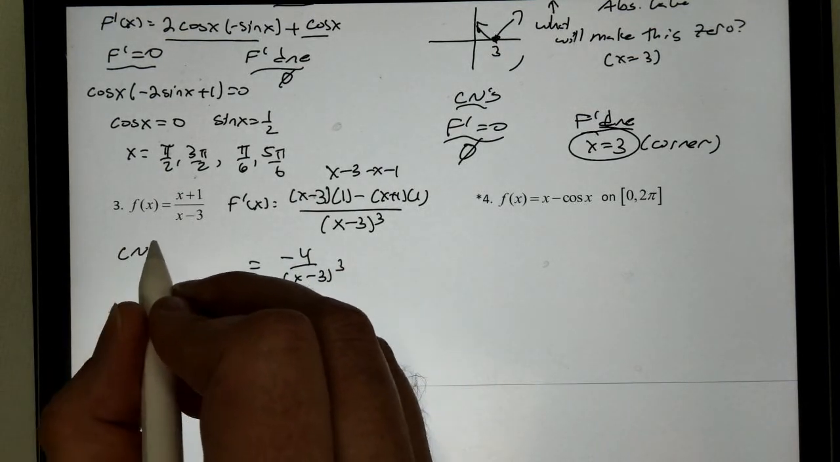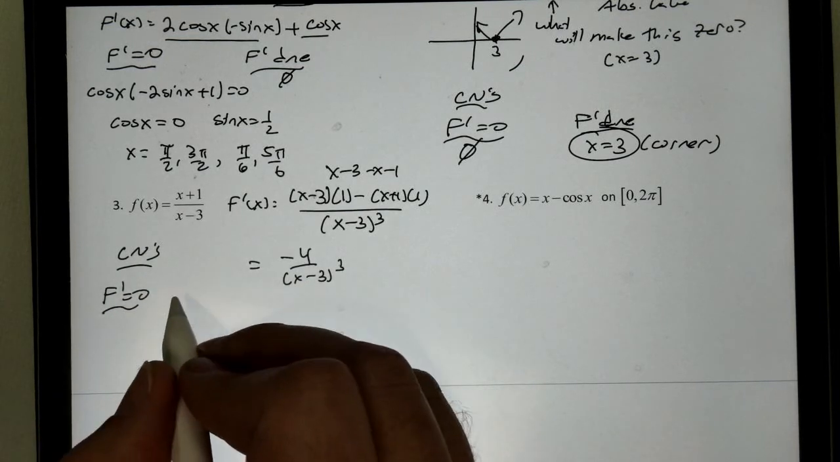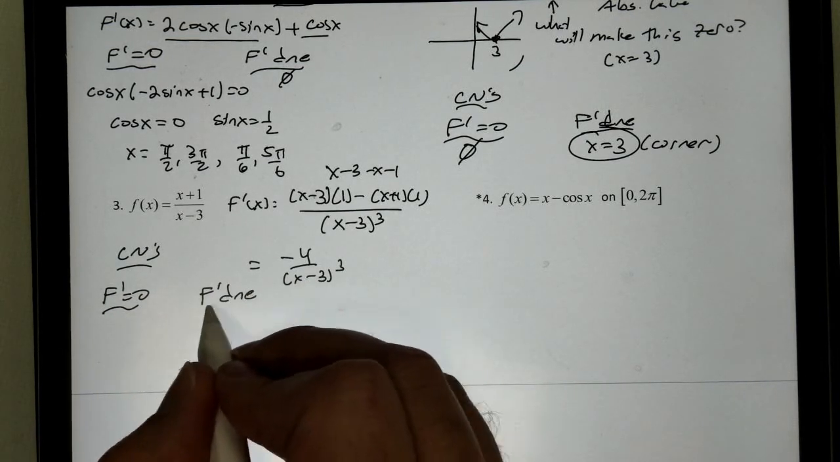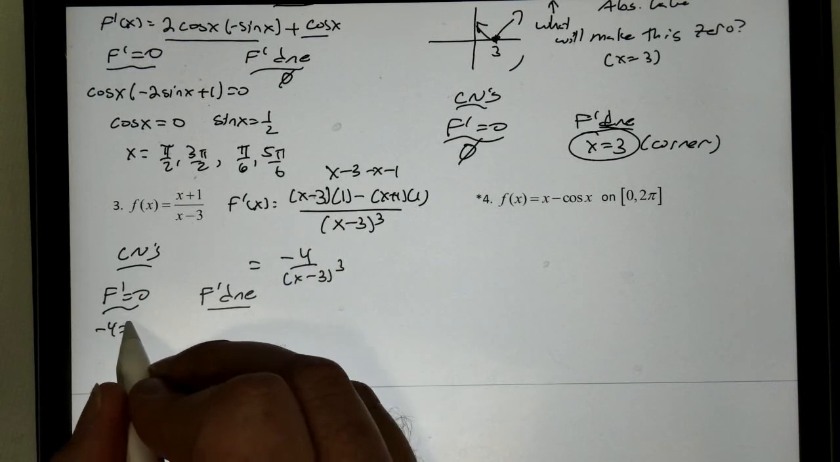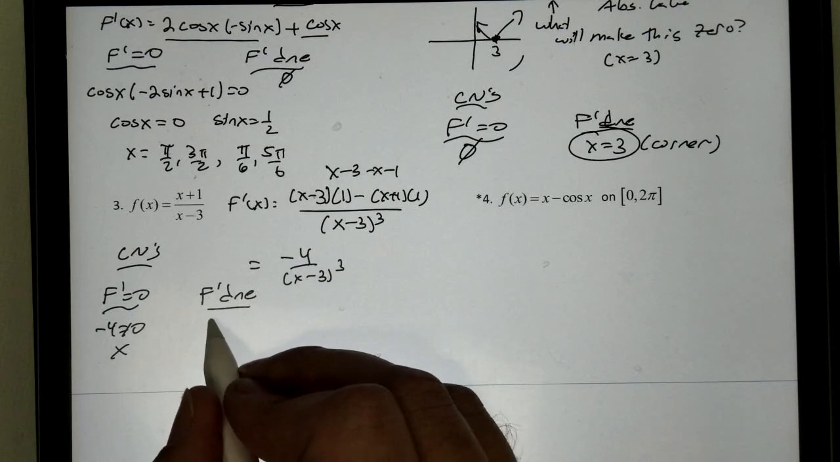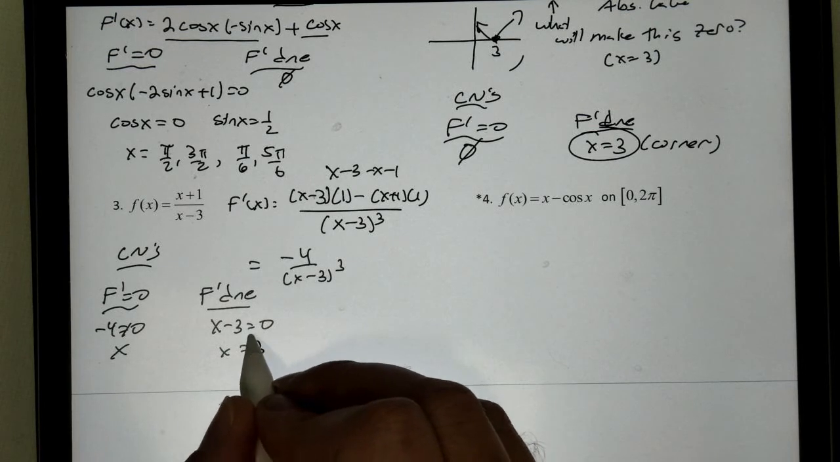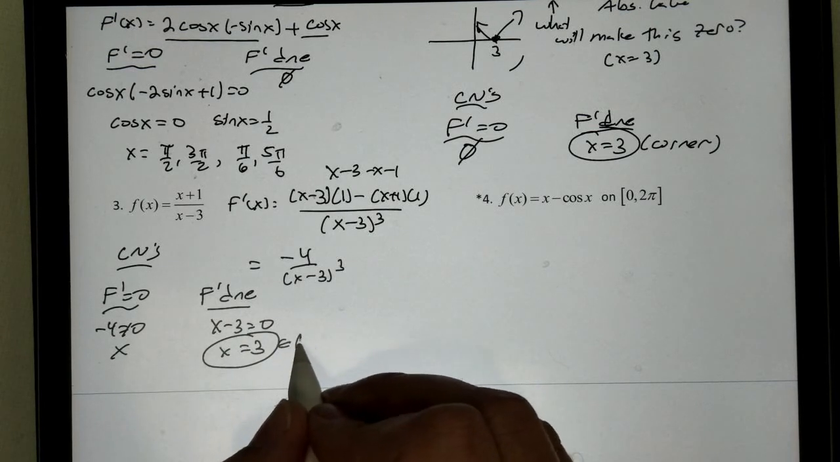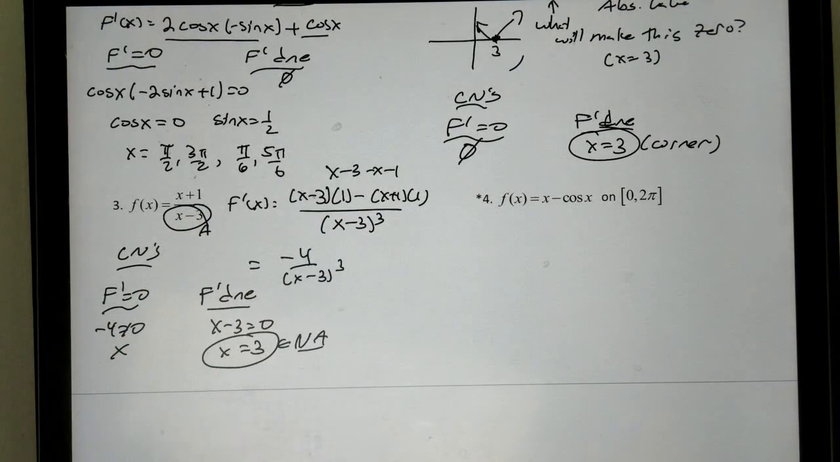If I want to find my critical numbers, notice I always put this down. Where does the derivative equal 0? Where does the derivative just not exist? Equal to 0, I'm looking at the top. Negative 4 can never equal 0, so I'm not going to worry about that one. Does not exist, I'm looking at the bottom. X minus 3 equals 0, so x equals 3 is my critical number. It just also happens that this is a vertical asymptote, because x can't be 3 in the function either. All right, so go on and try number 4.